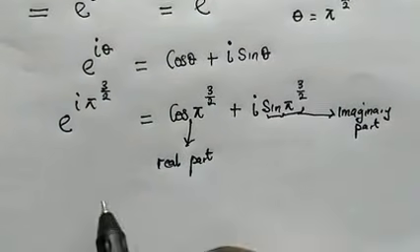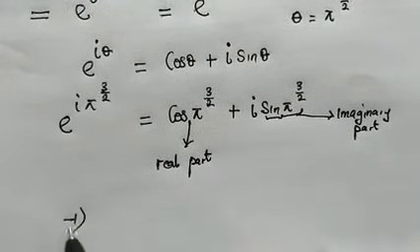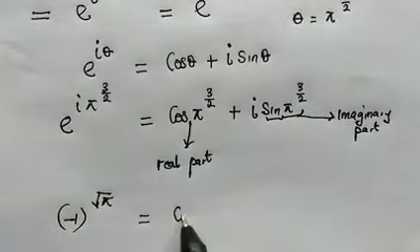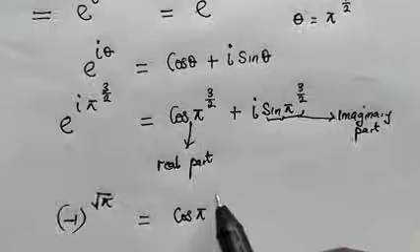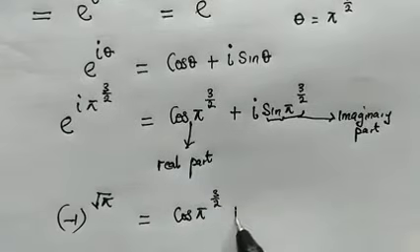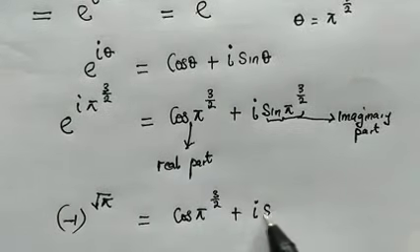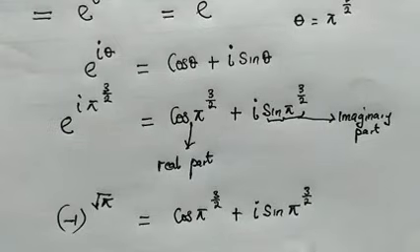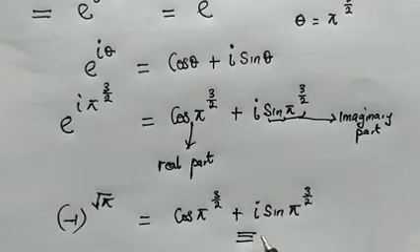So here now we have to conclude that -1 to the power of square root of pi is equal to the cosine of pi to the power of 3 over 2 plus i multiplied by the sine of pi to the power of 3 over 2. And this is the correct answer.